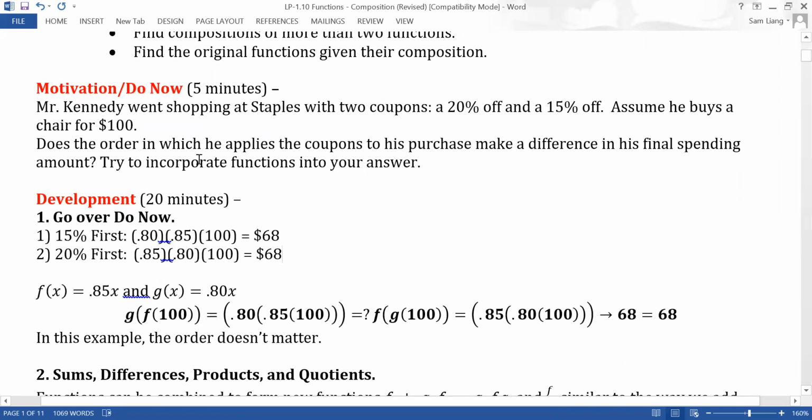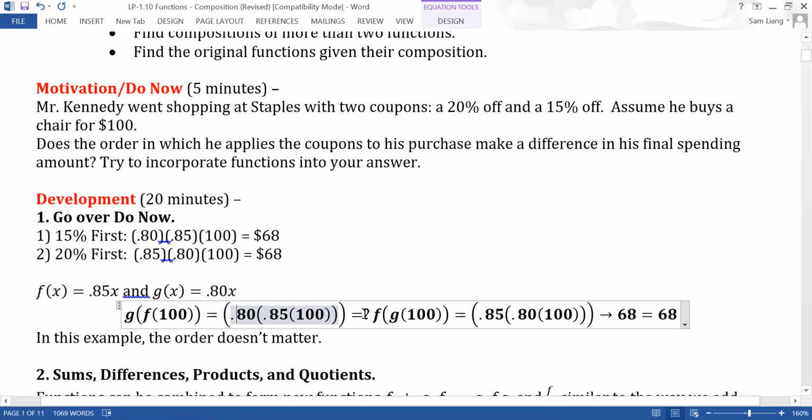As for incorporating functions into our answer, you can see it like this. f of x equals 0.85x, that's the 15% off. And g of x equals 0.8x, that's the 20% off. So if you do g of f of 100, that'll be 0.8 times 0.85 times 100. For f of 100, plug in 100 to get 0.85 times 100, that's the inner portion. After that, you apply the function g, which is just multiplying by 0.8, so that 0.8 comes after.